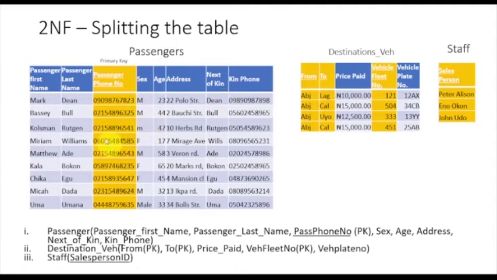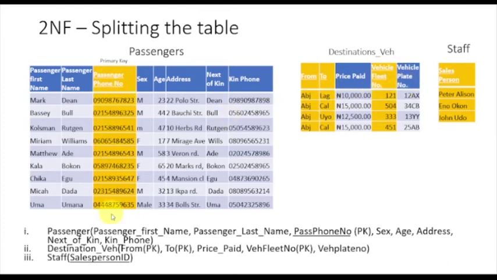Passengers are all one, so each row is unique. There's only one MacDean, and if there's another MacDean on this table, then it's definitely not the same MacDean. Then we also have the vehicles destinations. So we have the destinations vehicle table here. This tells you Abuja to, price paid, vehicle fleet number, and the vehicle number.